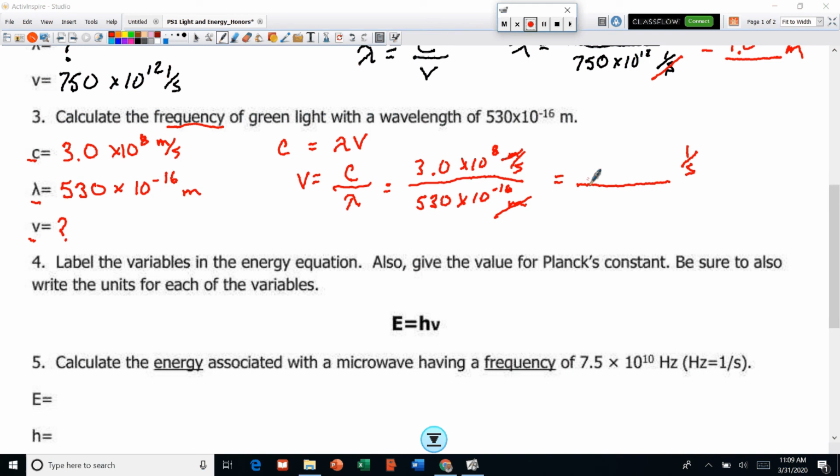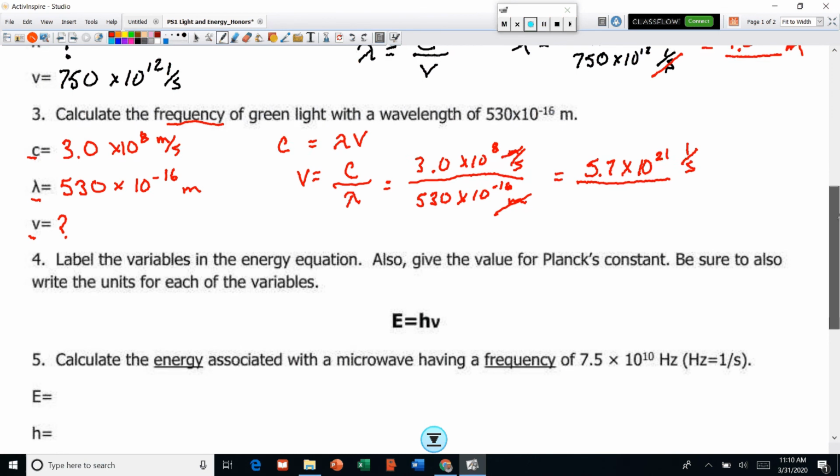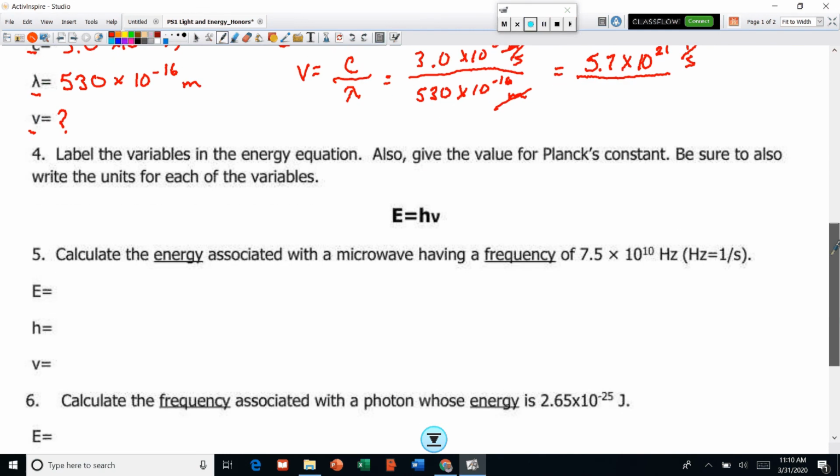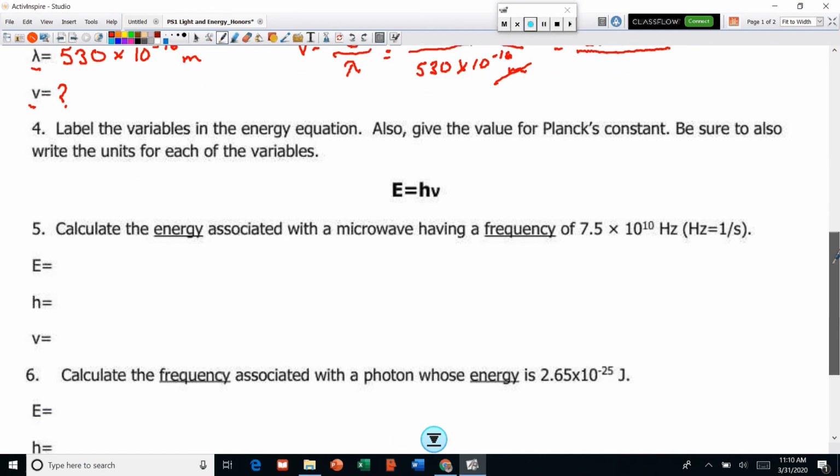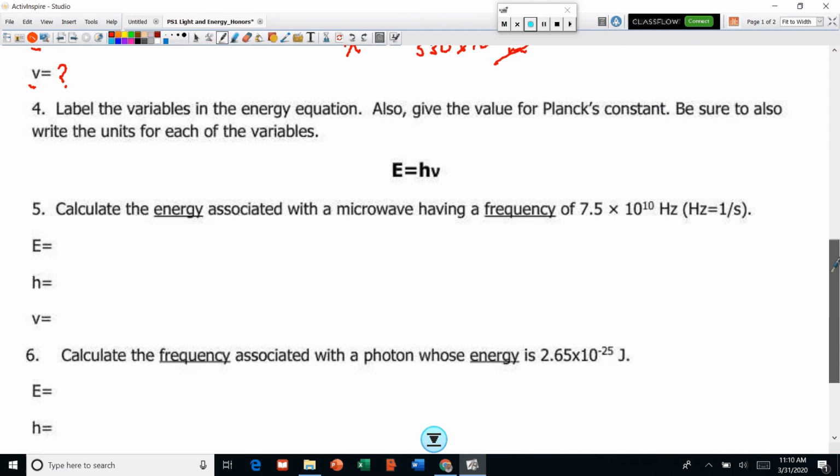Okay, welcome back. So the answer that you should have come up with, we have two sig figs here, so we're going to go 5.7 times 10 to the 21st. Again, just make sure you're checking your math and checking your units as you go through this, and making sure you cancel to get the right thing.